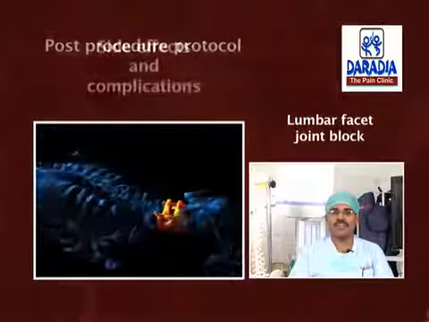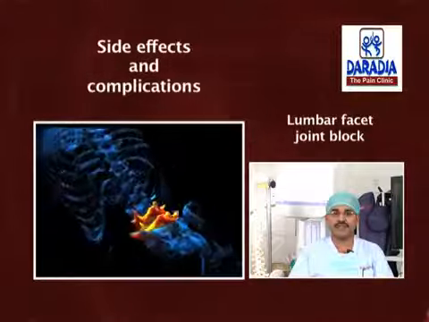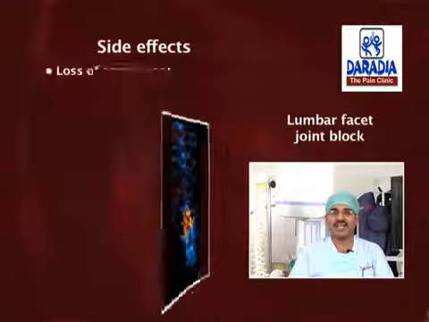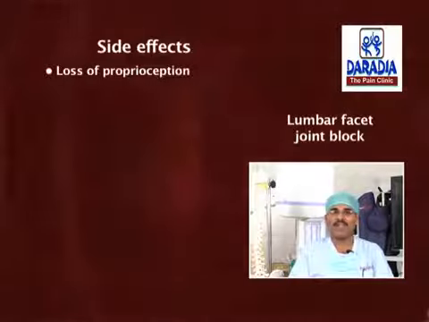After the procedure, certain conditions occur which are either unavoidable or sometimes avoidable, and which can compromise our quality. We term them side effects and complications respectively. Side effects include, if we are going for multiple joint blocks, loss of proprioception from the back, which can lead to ataxia.